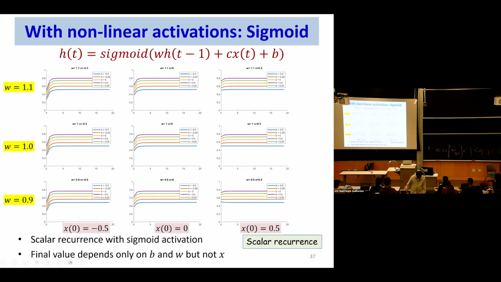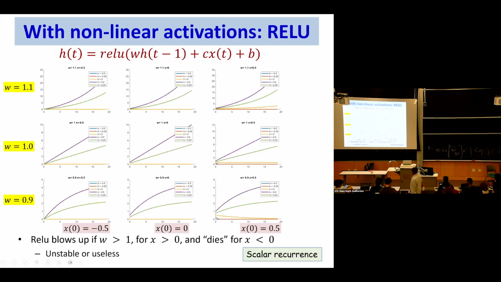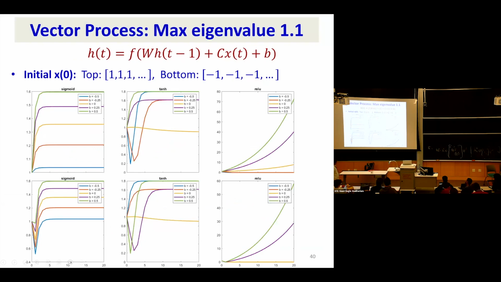Now, you can also use a ReLU. In the case of ReLU, other nasty things happen. If the input is positive and the weights are positive, it's going to blow up or it's going to just shrink. But whatever happens, it's basically not remembering the input. Nasty things happen, right? So that was with scalar recursions.